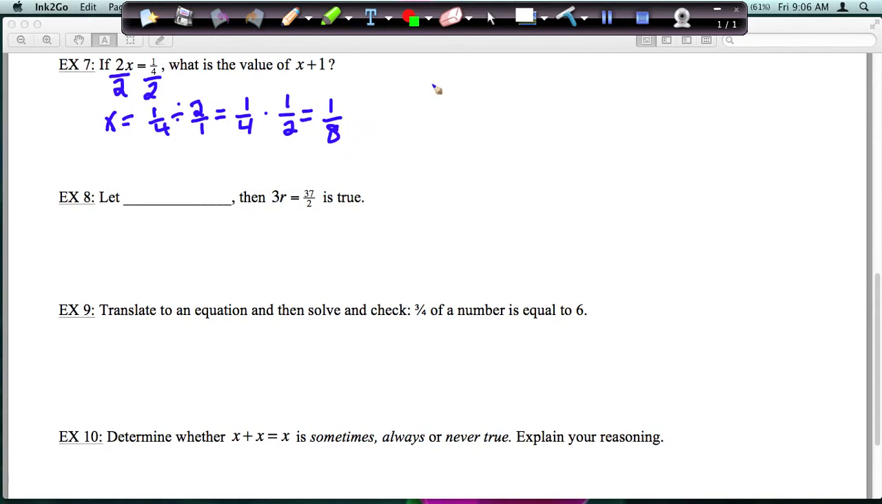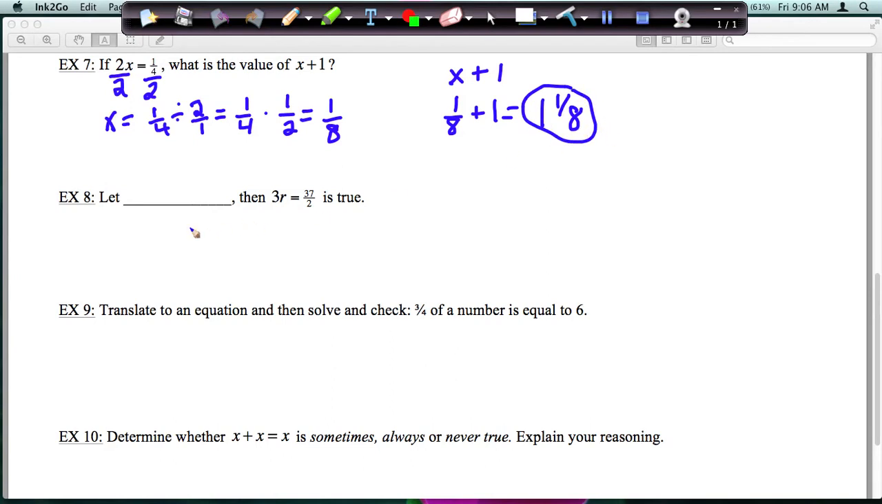So now I can go back to x plus 1 and solve this by plugging in 1/8 for x, and 1/8 plus 1 is 1 1/8, or 9/8 if you wrote it as an improper fraction.